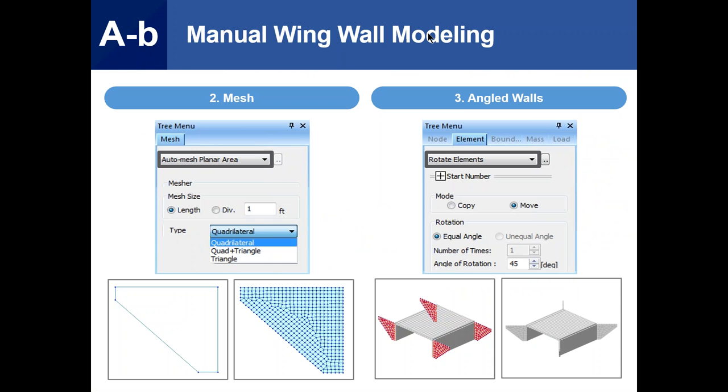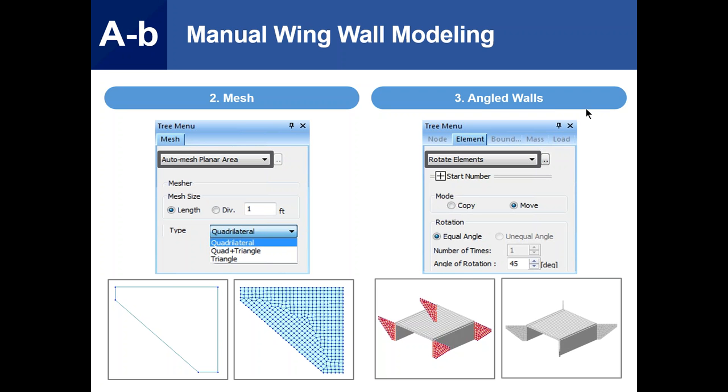Back to the PowerPoint. This time I'll be covering how you can manually model the wing wall and modify it. The modeling portion, I think I covered pretty much. In the wizard, you could just specify the dimension for the wing wall. And also, you can use the auto mesh that I showed a minute ago to manually mesh based on the element that you have drawn or imported from the CAD.